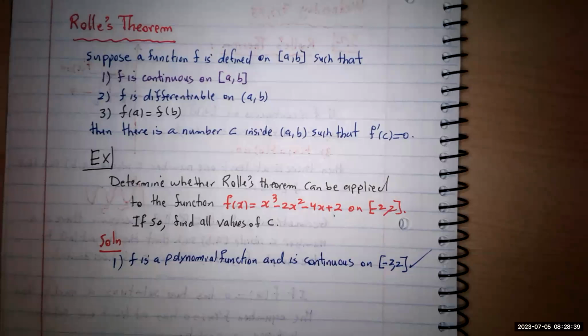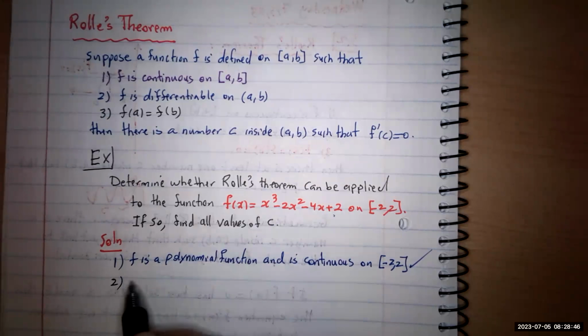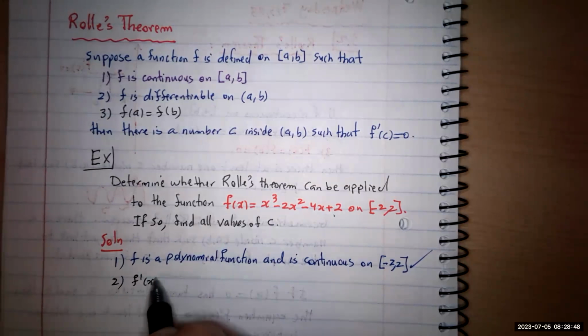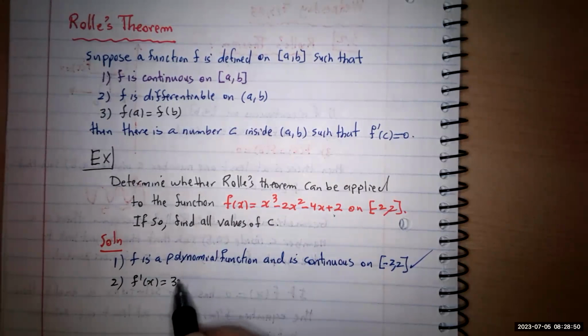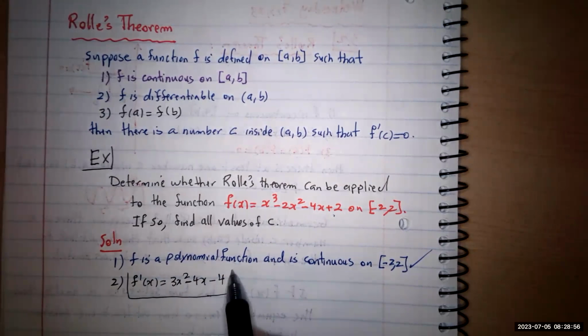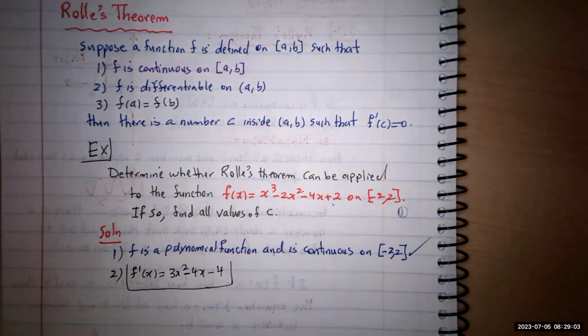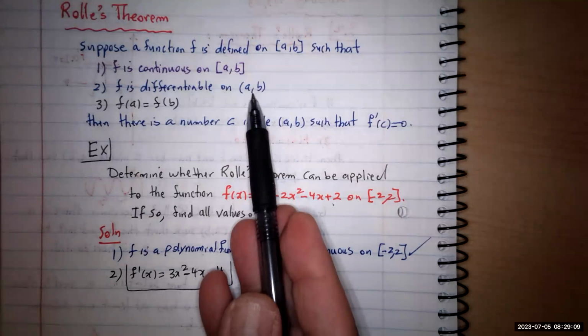Second condition, differentiability. Easy function to differentiate. Mostly it's going to be a polynomial, nothing else. So f prime of x is going to be equal to 3x squared minus 4x minus 4. That's it, highlighted because you're going to use it. If you can find the derivative of this function or any function, this means the function is differentiable. It's differentiable everywhere, but you want it inside this interval. So we just write it down inside.